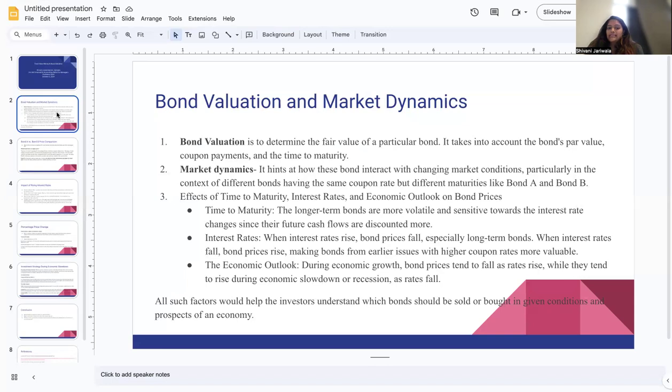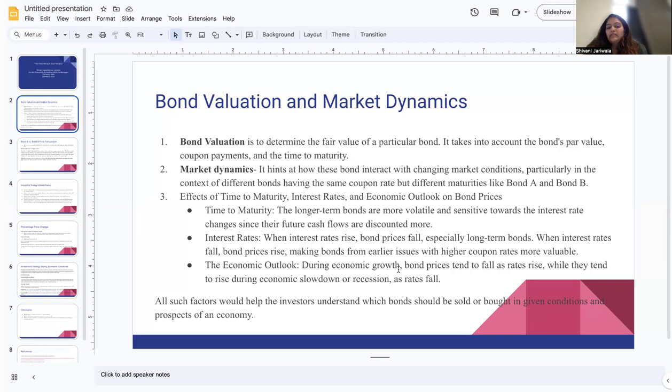Interest rates. So interest rates and bond prices have an inverse relationship. If the interest rate is high, the bond price will be low. If interest rates fall or are low, the bond prices will rise, making the earlier issues of the bond, as in the one with high maturity, more in favor of the investor. But the ones with the higher coupon rates, or the early issuers, that is our bond B, are more valuable.